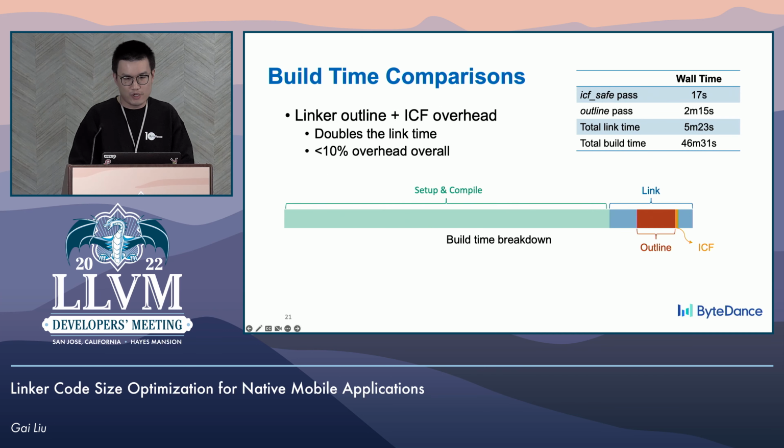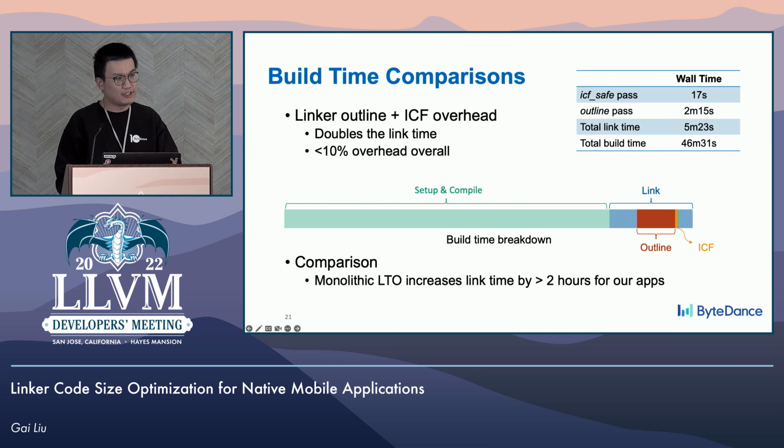So finally, we also measured the overall build time for release builds, as shown in the table on the right. In our build pipeline, the link time takes a little more than 10% of the overall build time, and our 2 passes take about half of the overall link time. Across the entire build process, our additional optimizations increased the end-to-end build time by less than 10%.